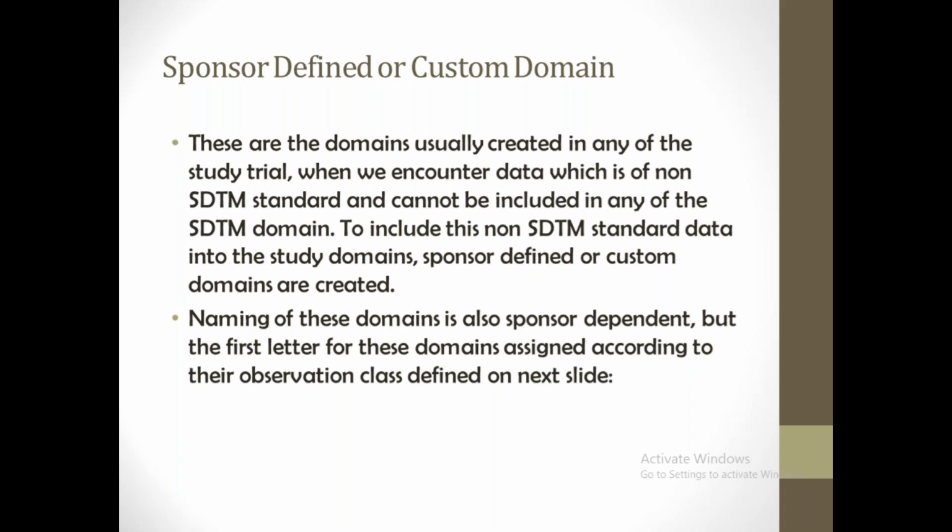For example, DV protocol deviations, DS disposition, AE adverse events, CM concomitant medication, MH medical history, LB laboratory, PP pharmacokinetic parameters, PC pharmacokinetic concentrations. Correct. So likewise, we have domain names for a few domains. There are other domains which we don't have names. These names are not standardized. So in this case, the sponsor can write his own name.